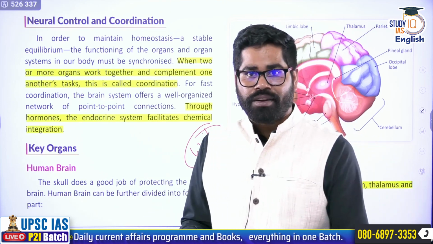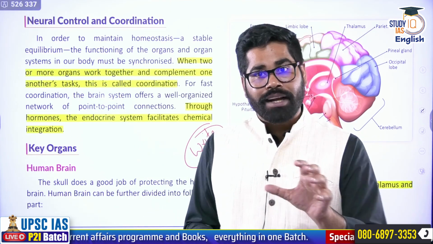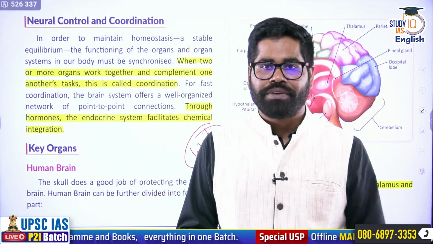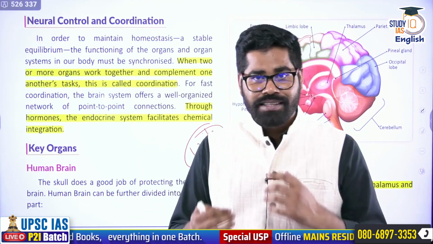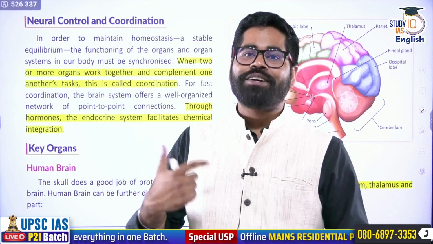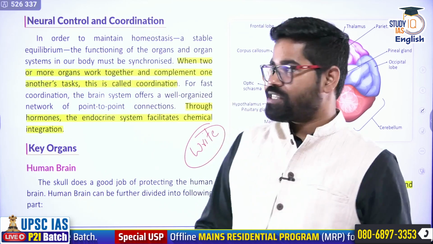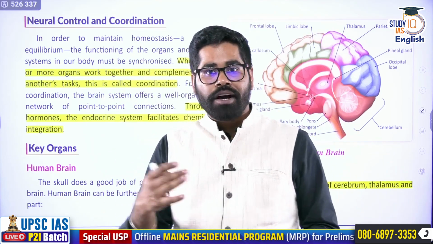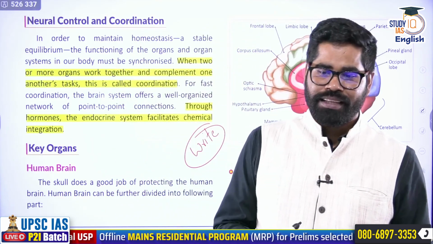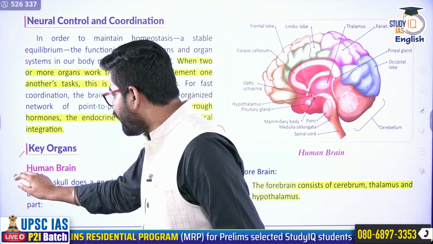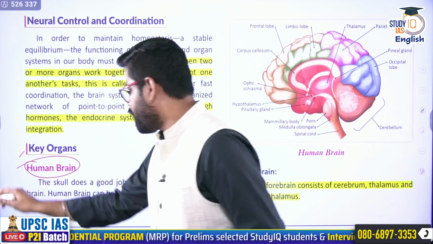When you are running, when you are jogging, think about how the different parts of the body come into coordination with each other. When you are jogging, your hands and legs are both moving. So how is it happening? This is the part of coordination which is being done by the nervous system of our body. And one of the key organs there is, of course, the human brain.